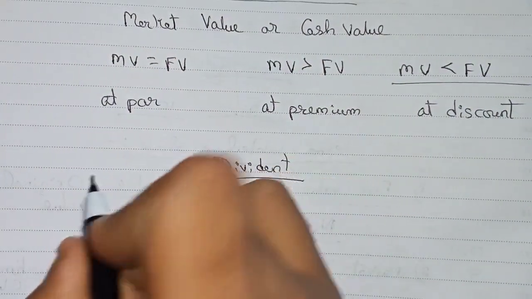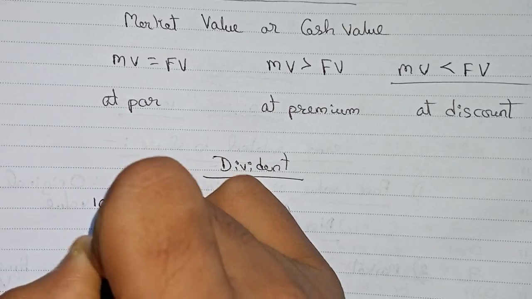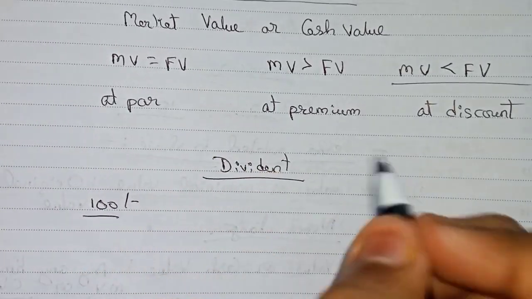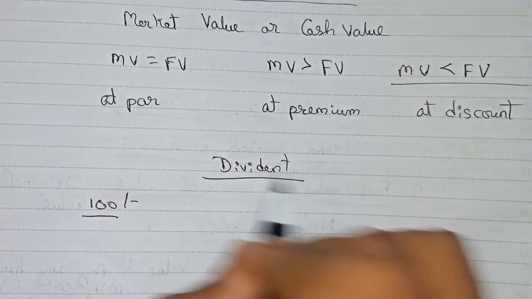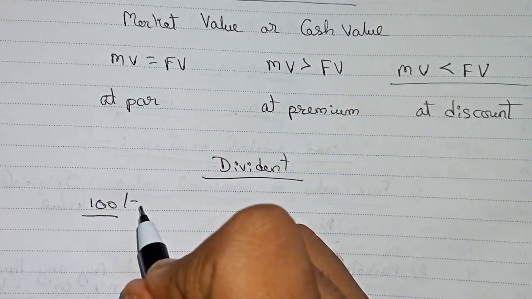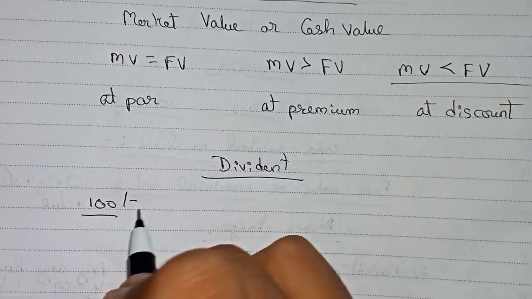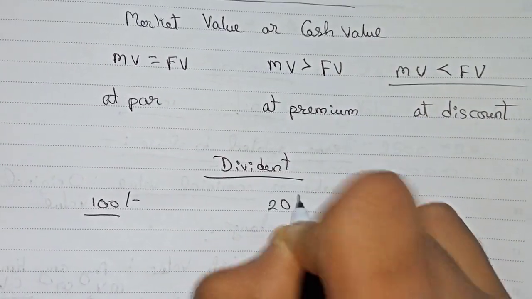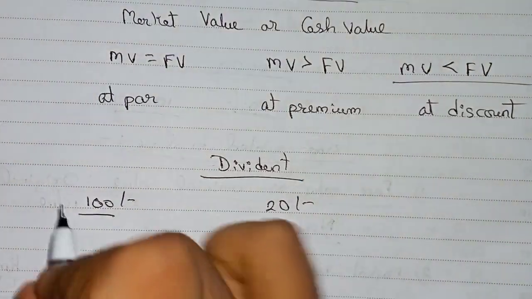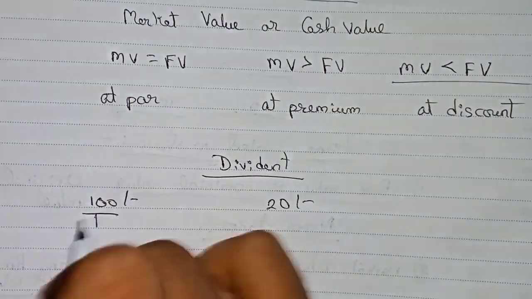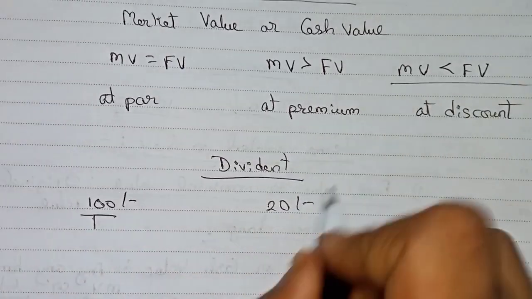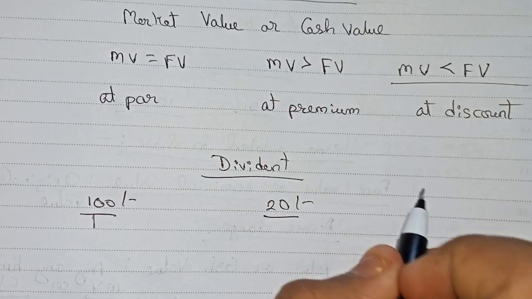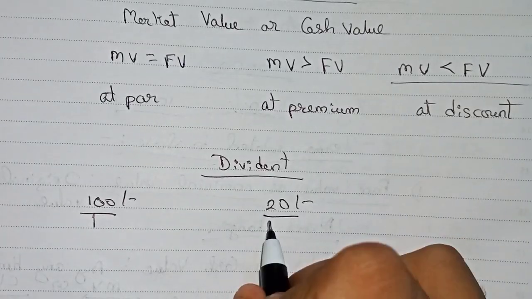Suppose there is a rupees 100 share. Now suppose I purchased it, and for purchasing this share I get a yearly income of rupees 20. That means this is the price of the share at which I purchased it, and this is the profit that I am getting from the share per year or per month. So this is called a dividend.